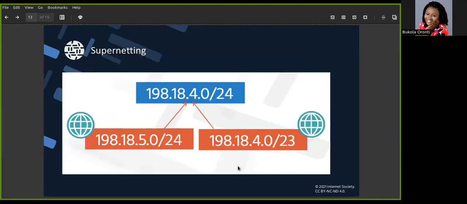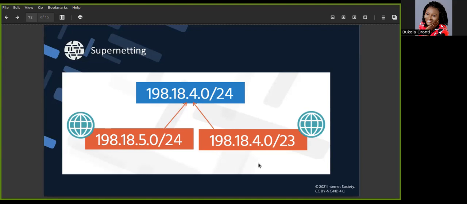So now we have an example here for supernetting. Can we match these two groups into a single /24? It simply means no, because one is /24 and one is /23. They are from two different subnets. You can match them into a single one to form a single /24 if it is two /25s, then they can merge to become a single /24.